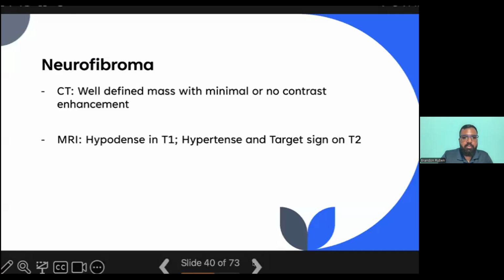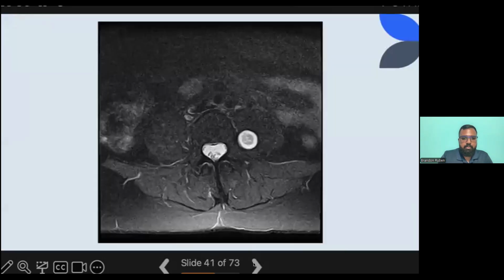CT scan shows a well-defined mass with minimal or no contrast enhancement. MRI is hypointense on T1, and hyperintense with a target sign that can be seen on T2. The image here shows a T2 weighted axial MRI that shows a well-defined round lesion in the right neural foramen or paraspinal space. The lesion is hyperintense peripherally and relatively hypointense centrally, producing the classic target sign, a radiographic feature commonly associated with benign peripheral nerve sheath tumors, particularly neurofibromas.